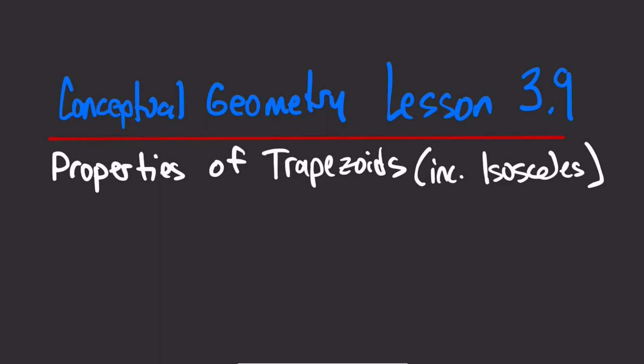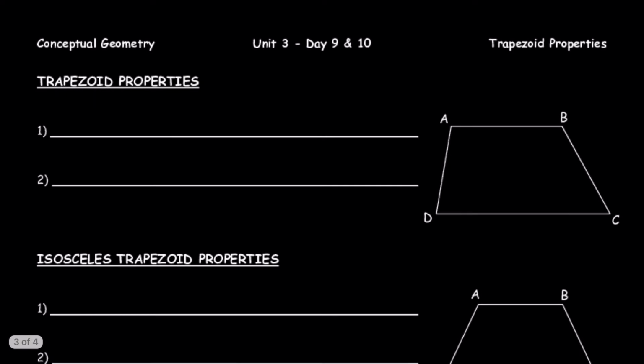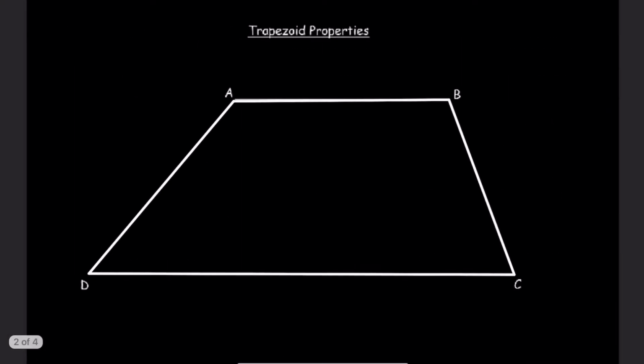Hey guys, welcome to Conceptual Geometry, Lesson 3.9, Properties of Trapezoids, including Isosceles. You're going to need your white note packet for days 9 and 10 and your blue shape packet. And what I'd like to do first is go to the trapezoid shape.